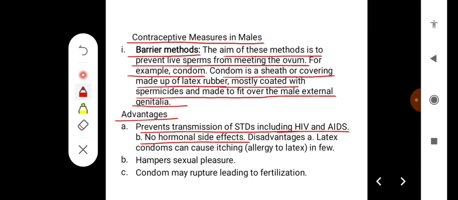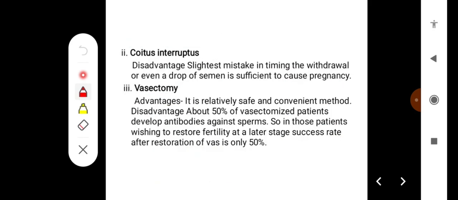Some of the disadvantages are that latex condoms can cause itching or can lead to allergy to the latex in a few individuals. The condom hampers sexual pleasure. A condom may rupture during intercourse, and if it ruptures, it may lead to fertilization.